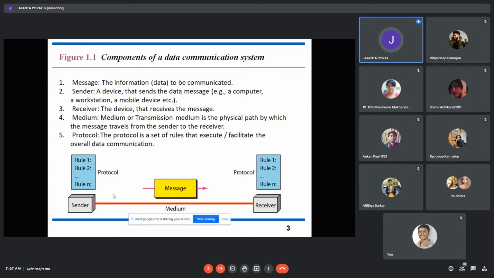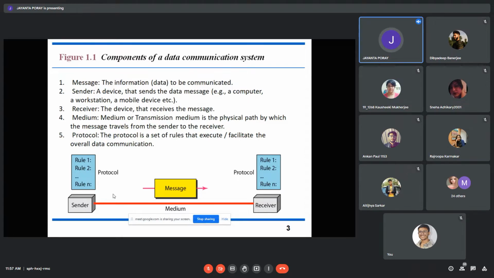One part is always the sender and another part is the receiver. The sender is actually sending the data or message, and the receiver is the party actually receiving this message. And there is a transmission medium which will transmit this message. And lastly, there are some rules or software programs, the protocol, which will facilitate the overall data communications. So therefore, there are 5 different components: message, sender, receiver, medium, and protocol.